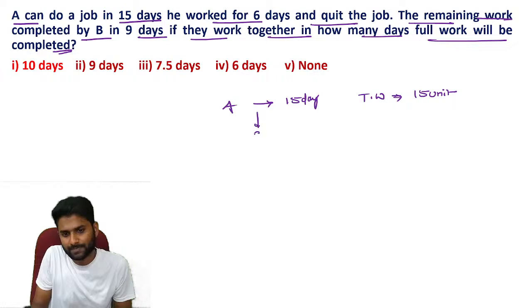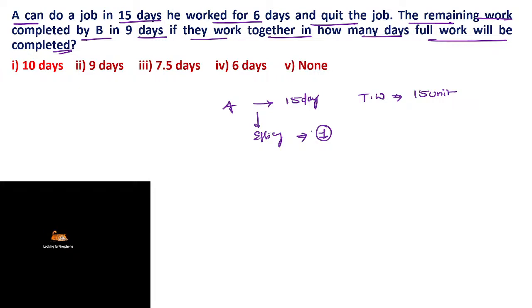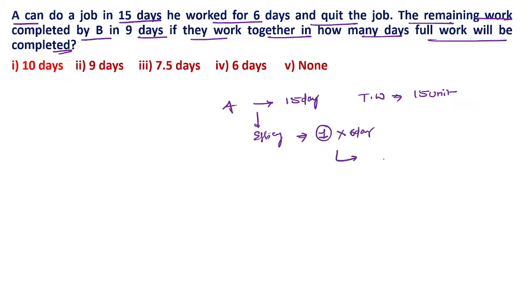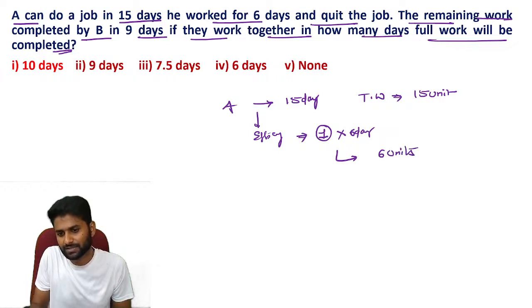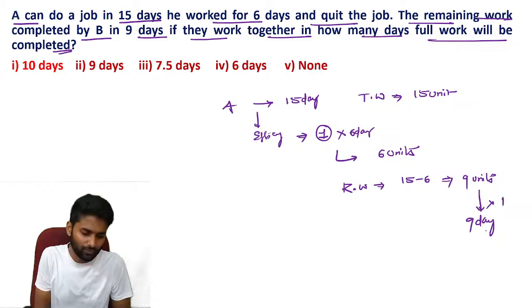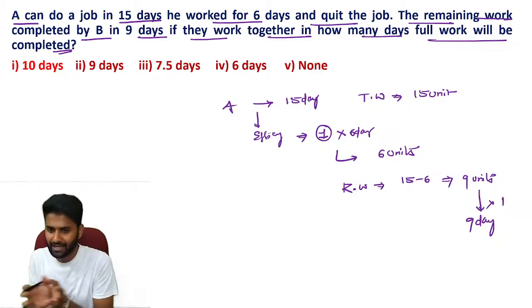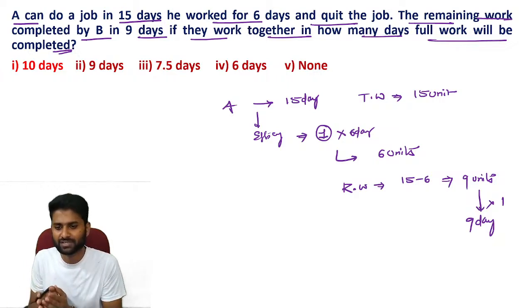Now what is the per day efficiency of A? The efficiency of A is exactly 1 unit. Now he worked for 6 days, which means he will complete exactly 6 units. Now what is the remaining work here? 15 minus 6 is exactly equal to 9 units. Now these 9 units are finished by B in 9 days. Again you should understand that B's efficiency is also 1 unit. Why? Because 9 units are left and it takes 9 days, so B's efficiency is also 1 unit.